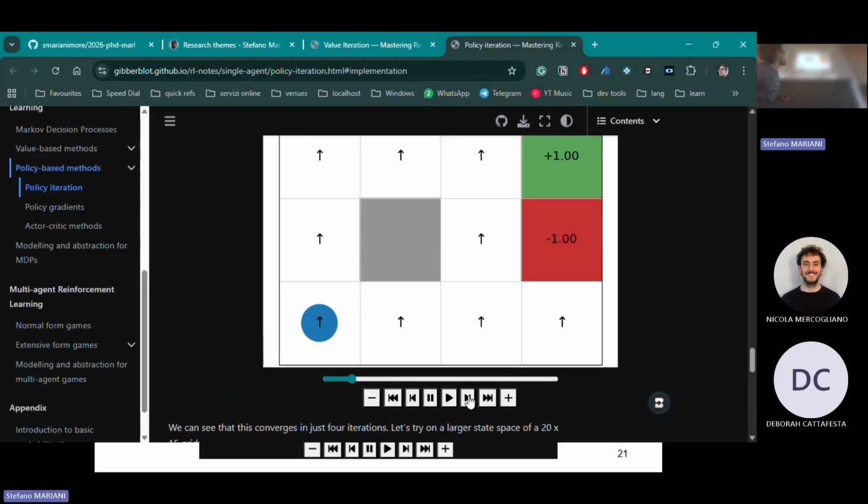So again, maybe we start with only the starting state and the best action is go up. Then go up and go right. Then for some reason here we go back. And they don't move anymore.